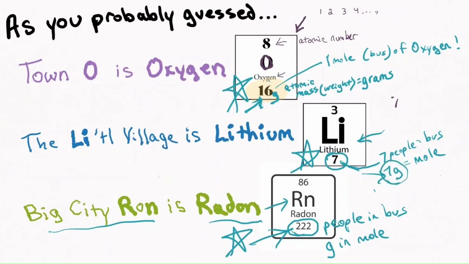So say grams. See, this is the number 7, so say 7 grams is a mole of that element. 222 grams is a mole of radon. 7 grams is a mole of lithium. 16 grams is a mole of oxygen.